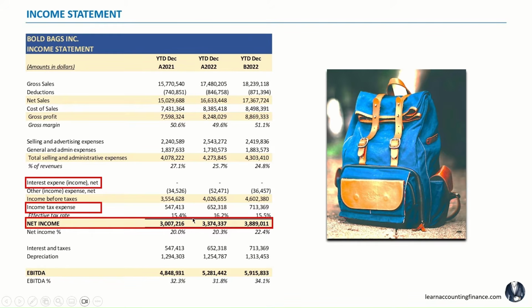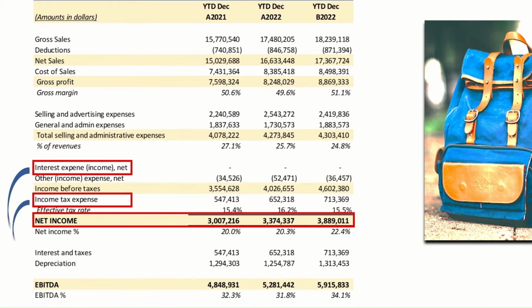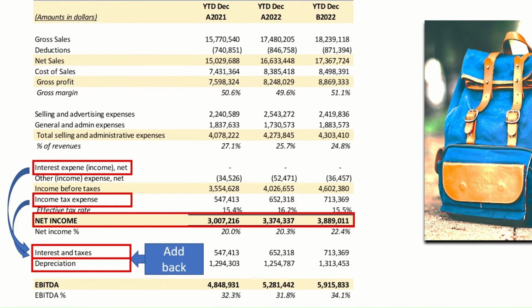Now for EBITDA, which is earnings before interest, tax, depreciation, and amortization, we exclude interest and income tax, or in other words, we add them back to our net income, and we also exclude depreciation. And depreciation could be in multiple places within this income statement. It could be part of the cost of sales here. It could be included in the selling and advertising and general and admin expenses. So we add them all up, and then we take the sum of the total depreciation and add it back to our income.